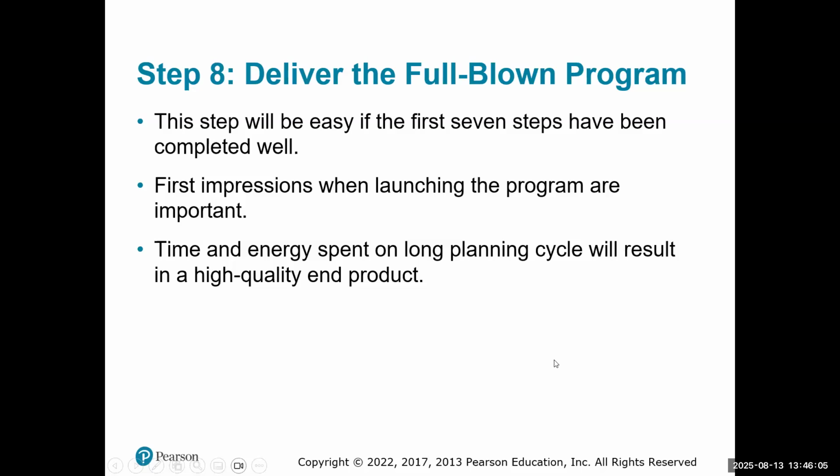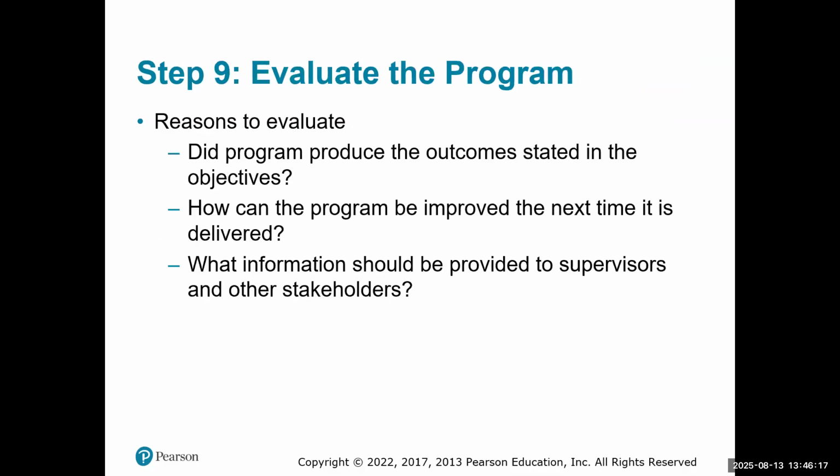In step 8, you're going to deliver the program and think about the time and energy spent on long planning cycles, and is it resulting in a high quality end product? Then in step 9, you're going to ask yourself, did the program produce the outcomes stated in the objectives? How can the program be improved? What information should be provided to supervisors and other stakeholders?